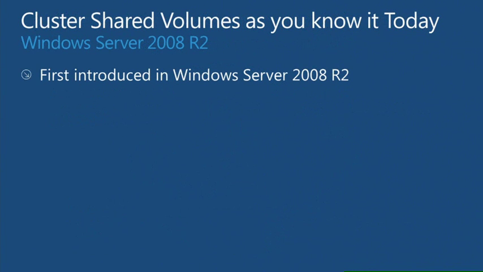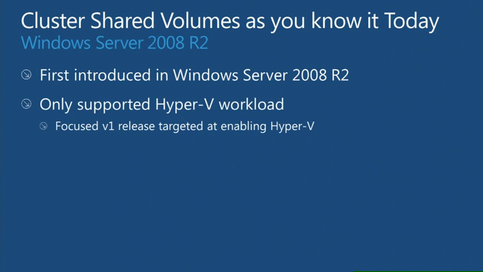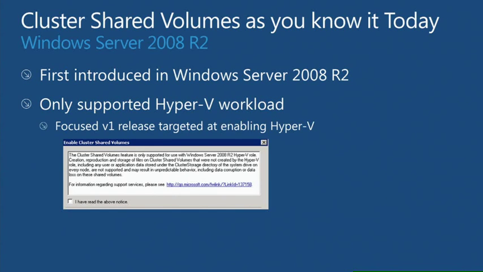Let's take a walk down memory lane. We first introduced CSV in 2008 R2. Once you installed CSV, you would have seen this pop up: hey, do not use CSV for anything but Hyper-V. You use it for anything apart from Hyper-V, bad things will happen. So here's the story around that. From our whiteboard in Redmond to your production environment, in just about 12 months, we delivered CSV. For a feature of this kind of complexity, that was indeed a pretty dramatic velocity.